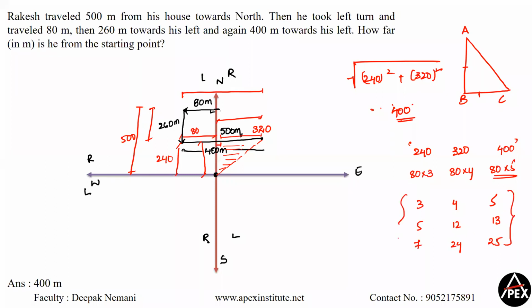So questions will be asked mostly on these Pythagoras triplets. 3, 4, 5, 5, 12, 13, 7, 24, 25. So you can remember this. Clear? Can I move to next question, guys?